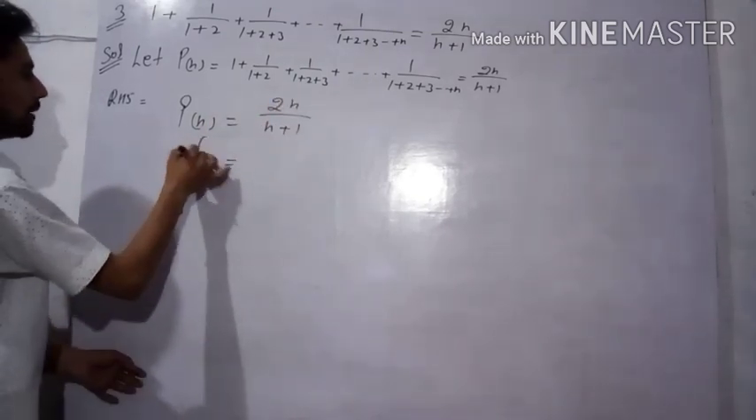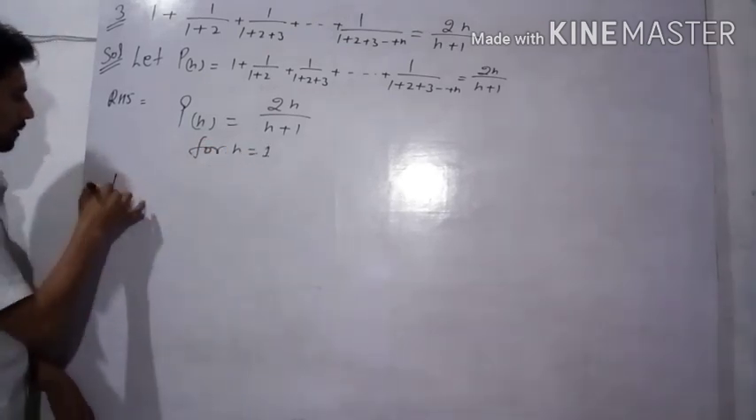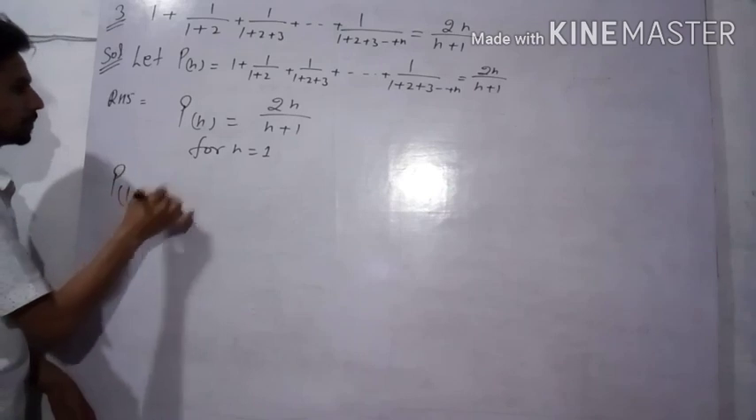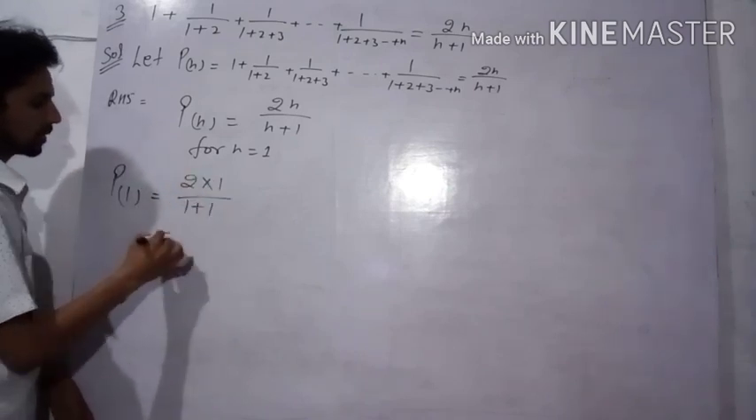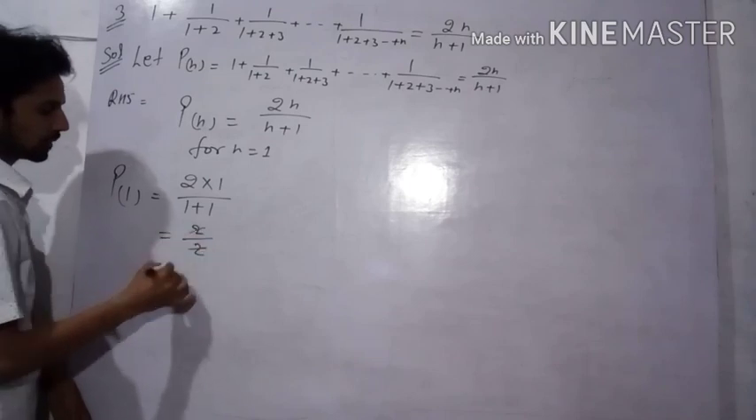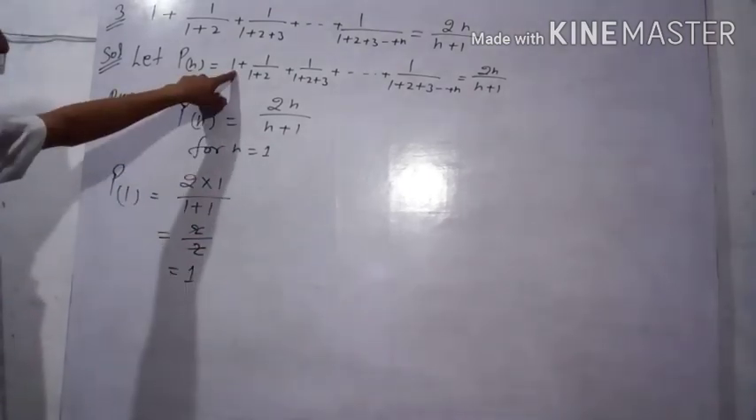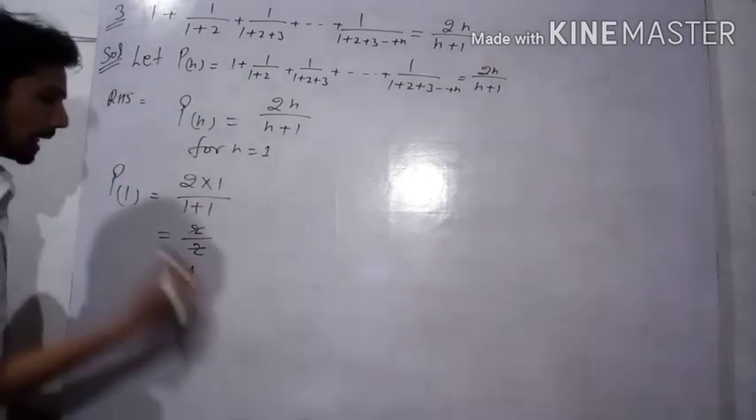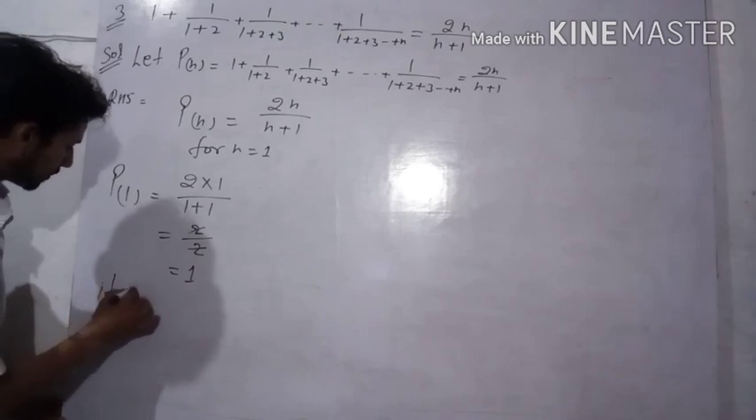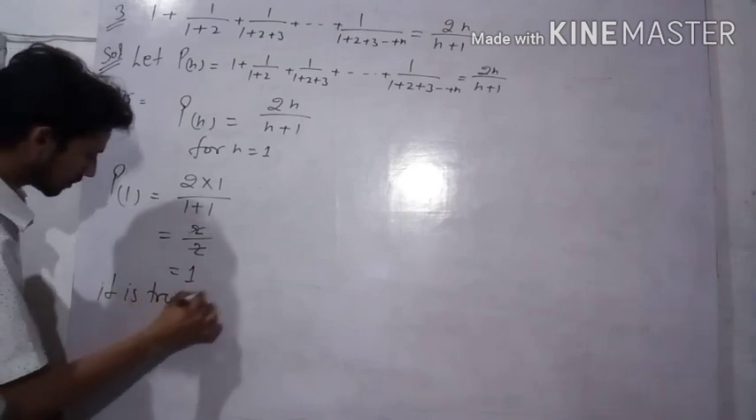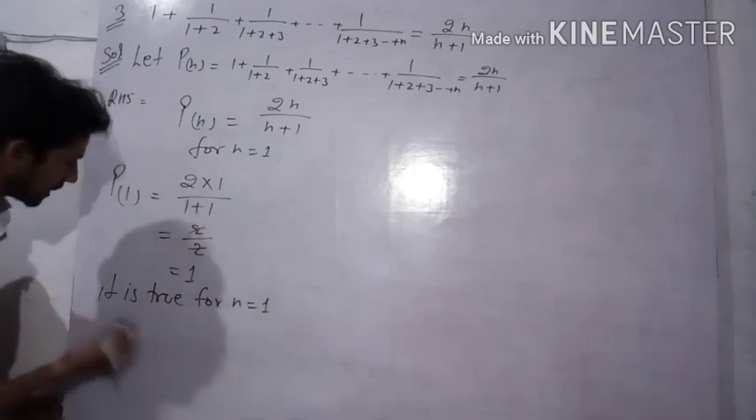For n equals 1, P1 is equal to 2 multiplied by 1 upon 1 plus 1, that is 2 upon 2, which is equal to 1. For n equals 1, the LHS is 1 and the RHS is also 1. So LHS is equal to RHS. So it is true for n equals 1.